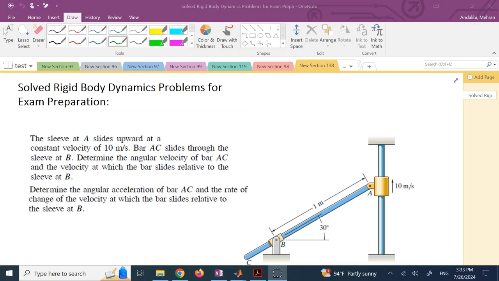A few days ago, I published another video that was like 5 problems solved from particle dynamics. So this is the rigid body part.